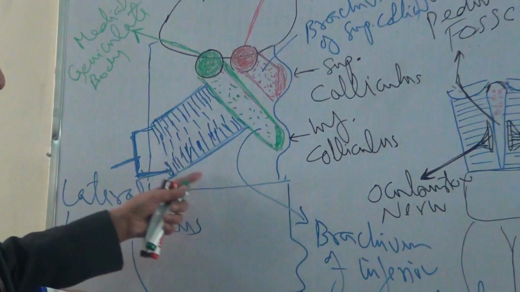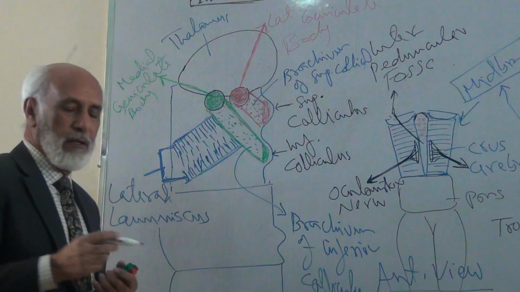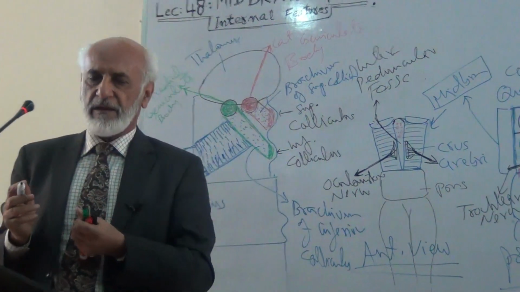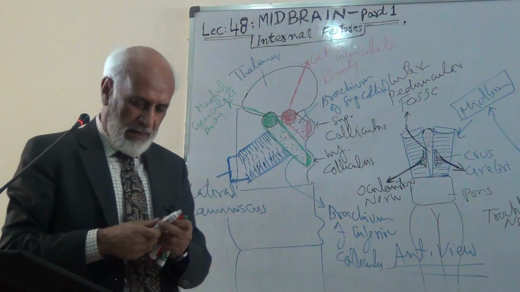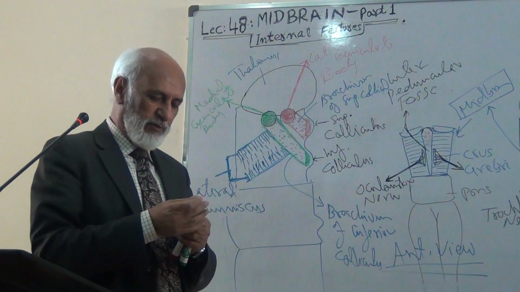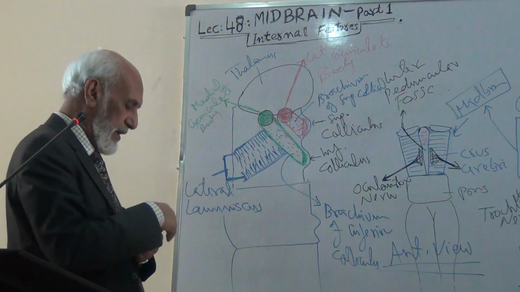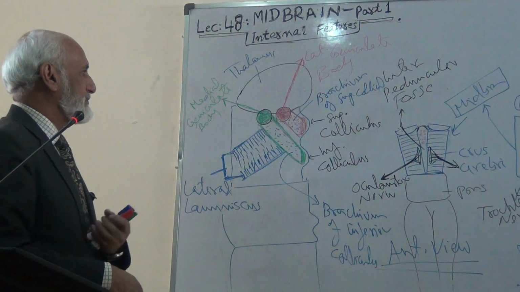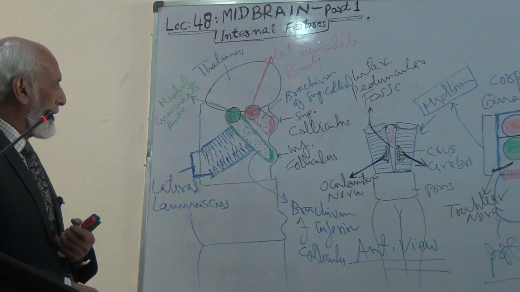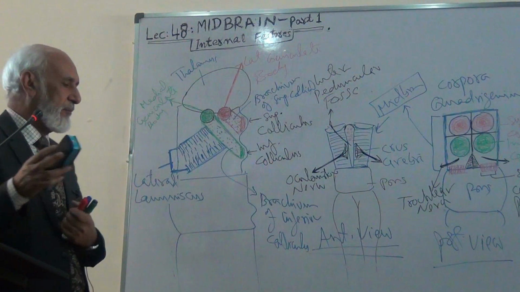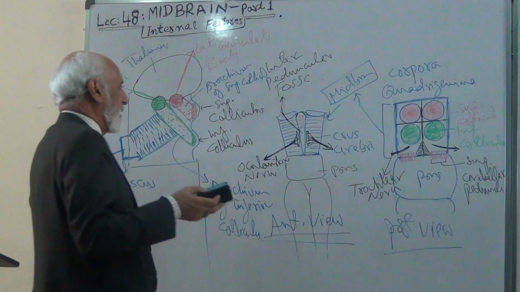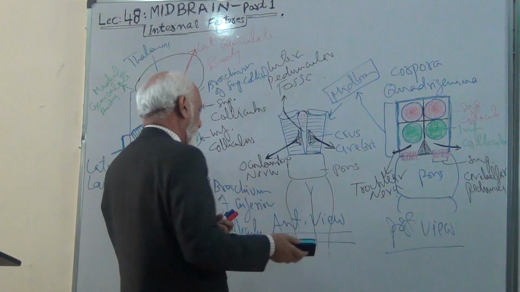Now, these are the external features of the lateral aspect of the midbrain. All these features we have discussed in detail in the previous lecture, so this was just a summary of the external features of the midbrain. Now, internal features of the midbrain.